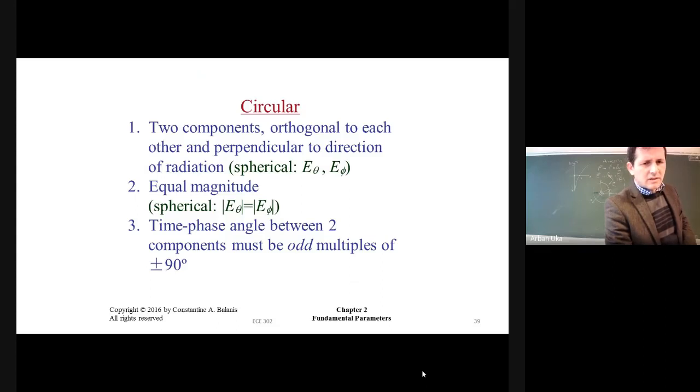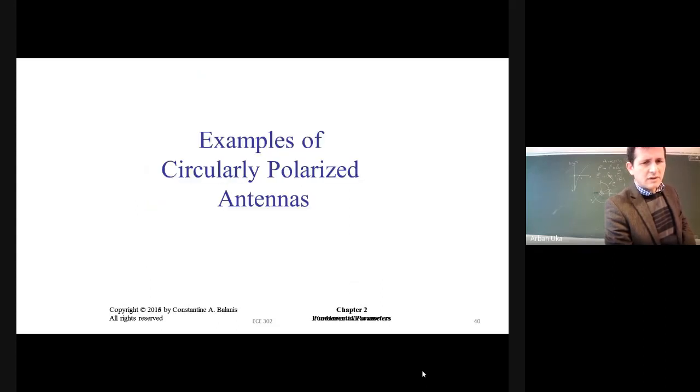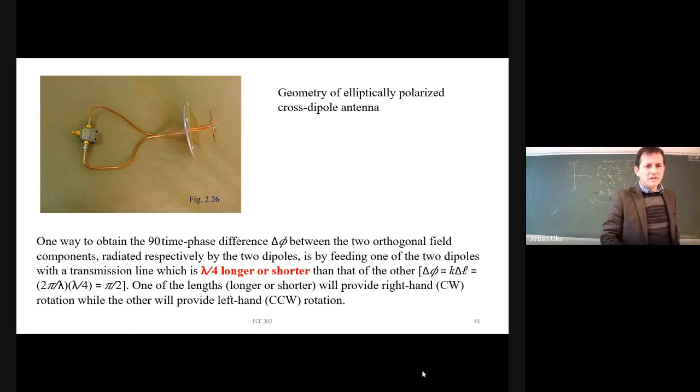Now this part is just a repetition of the examples of circularly polarized antennas. Here we have a very interesting design of an elliptically polarized antenna. We call it elliptically polarized because this is also the generalized case, where the two components receive the signals from the left side, or from the right side of the monitor.